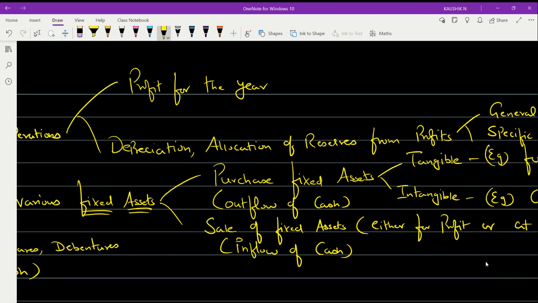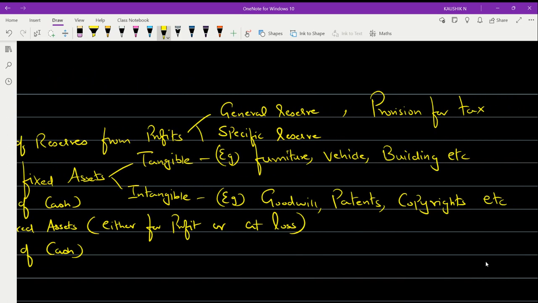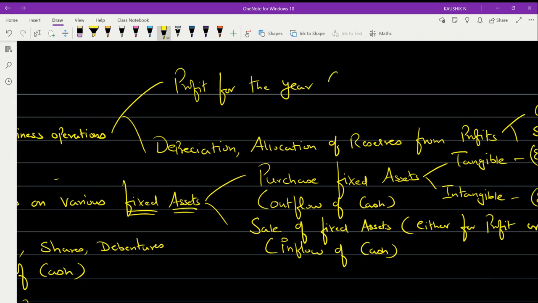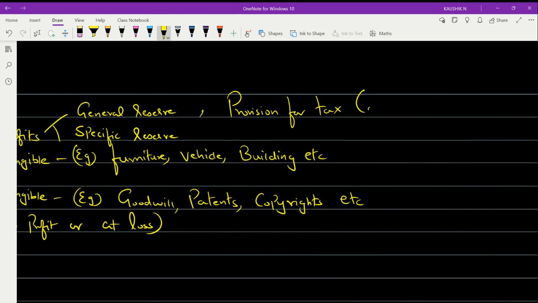If you have got profit, the profit is an inflow of cash, and if you have got a loss, that's an outflow of cash. And in addition to that, these are the items from where you can find the outflow of cash: depreciation, allocation of the reserve from the profits either towards a specific reserve or a general reserve, and providing for the taxes. All this will constitute the outflow of cash. So here, this is inflow of cash, and these items denote the outflow of cash.